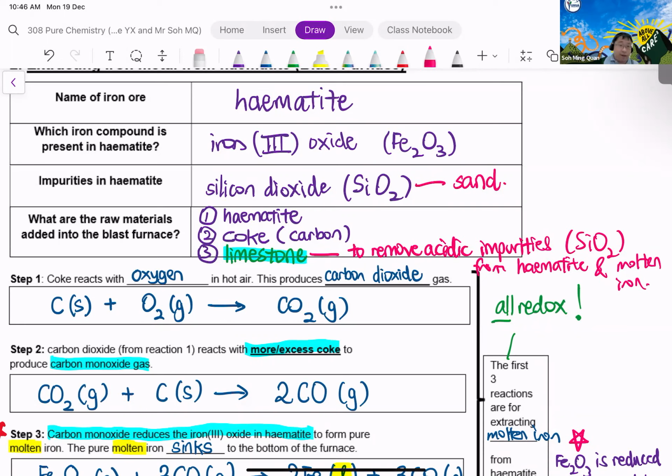Okay, with that, we have actually finished what we wanted to cover today, which is how do you extract iron through different reactions in the blast furnace. So these 5 reactions must be learned, including the equations and state symbols. So you need to be able to describe it and write the equations. All right. Now, that was page 7. Learn it well. Now, let's go to page 8.